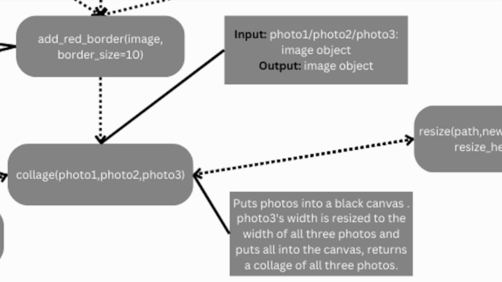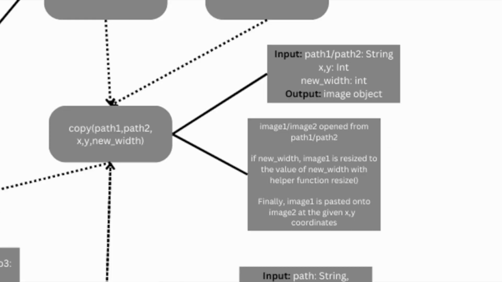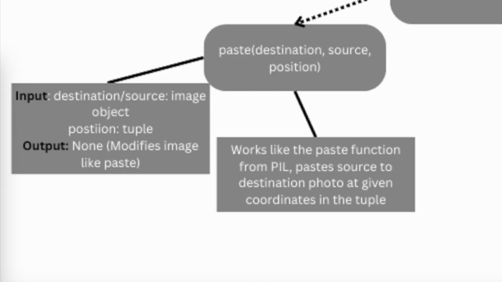The difference between the paste function and the copy function was that the copy function also resizes photos when needed, but essentially the copy function returns a new photo, so it returns an object, whereas the paste function doesn't return anything. It just modifies the source image in the same way that the paste function of the PIL library works. So that's why I made those separate functions.